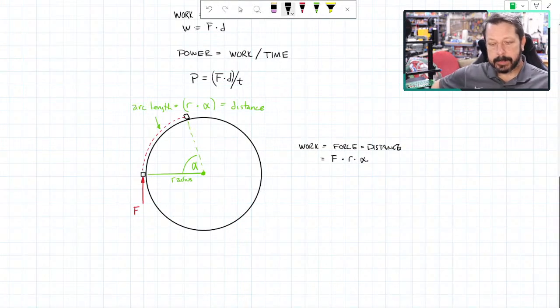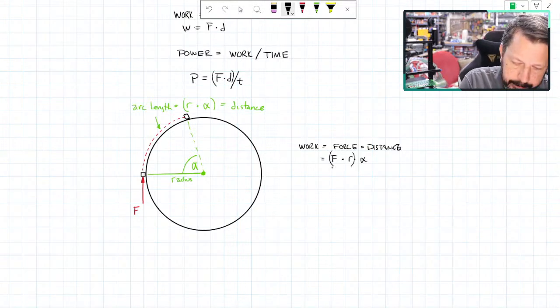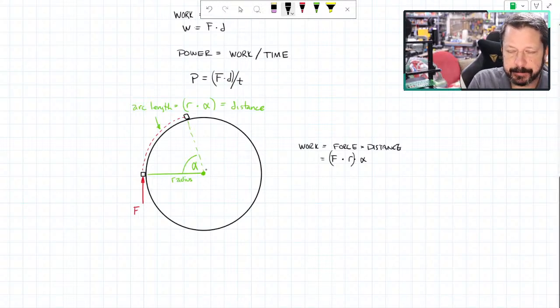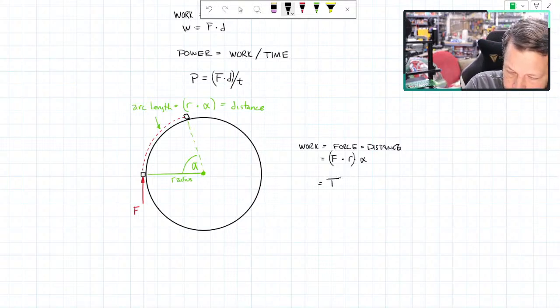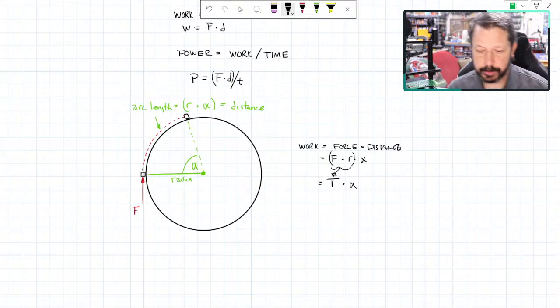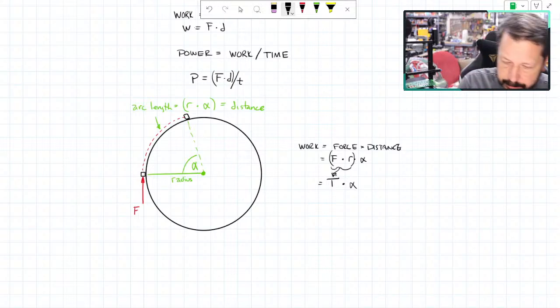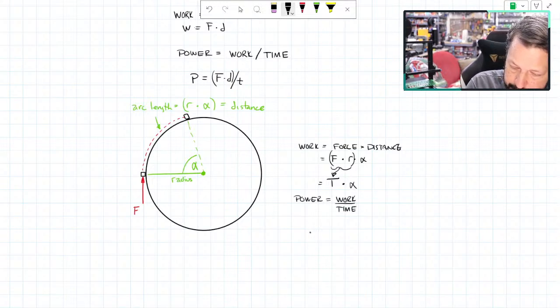Okay, and now I've got F times R. That looks familiar. And if I look here, F is this force, R is this radius. I've got a force applied at a radius. That is the same thing as torque. So F times R becomes just torque. So the torque that's applied to this part of the shaft times alpha is the amount of work I've done. And then we still have the same definition of power being work over some amount of time. So power equals T times alpha over t, lowercase t for time.